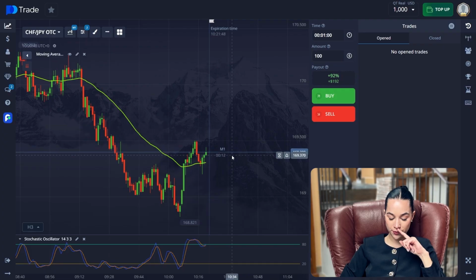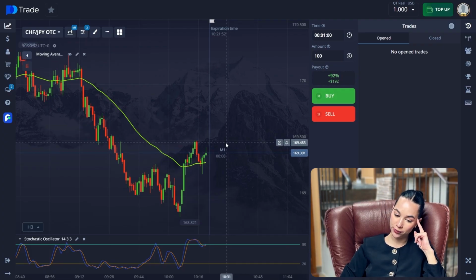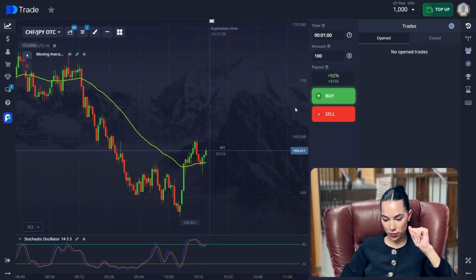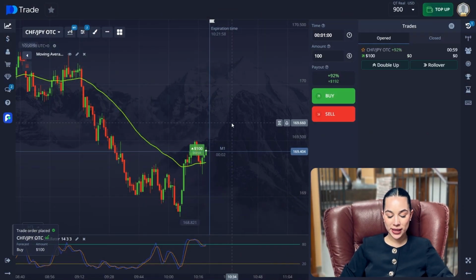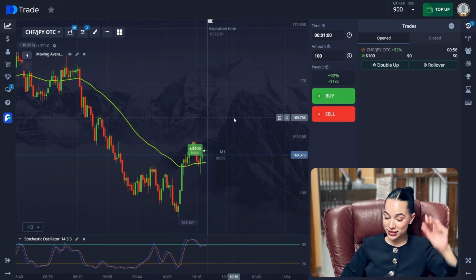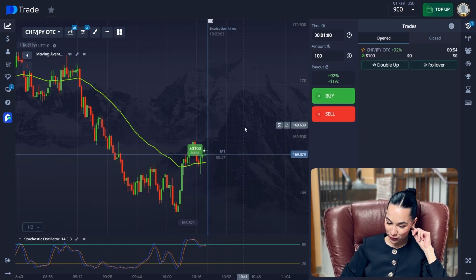Let's wait a little bit for a good entry point and we will open a trade there. Now we open a trade up for 1 minute. So now it's reversed a little bit down.